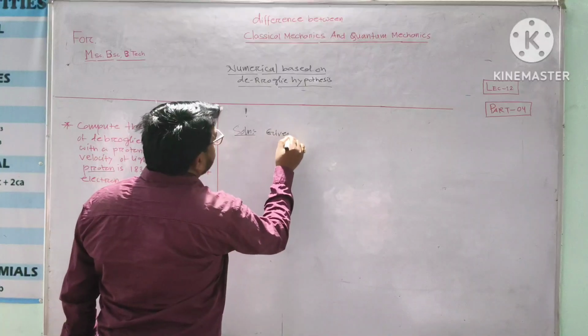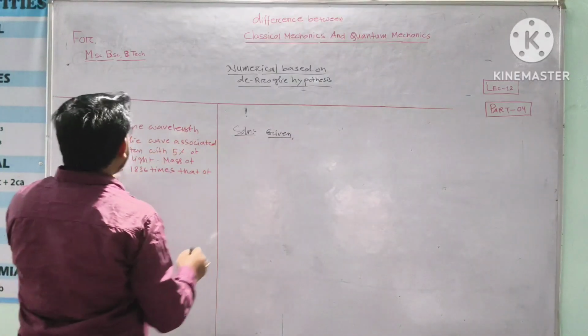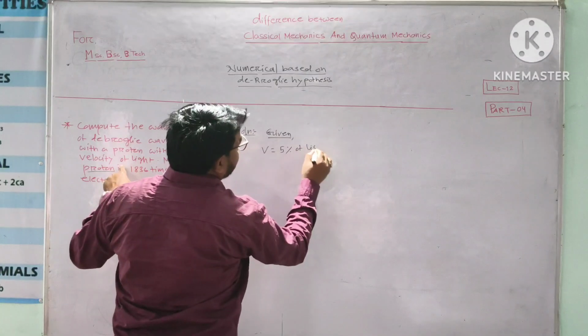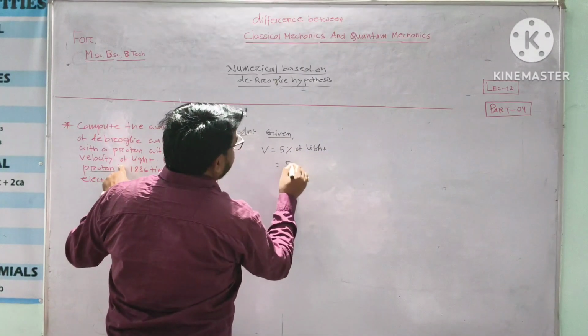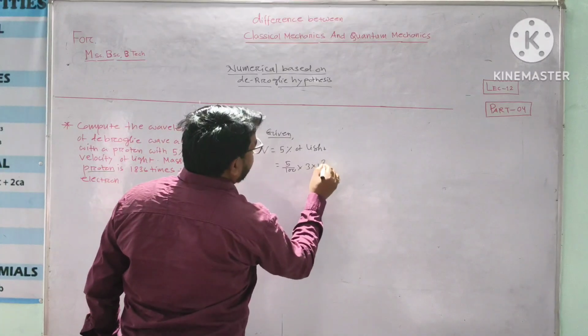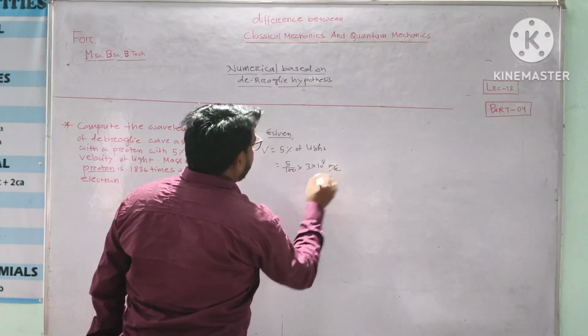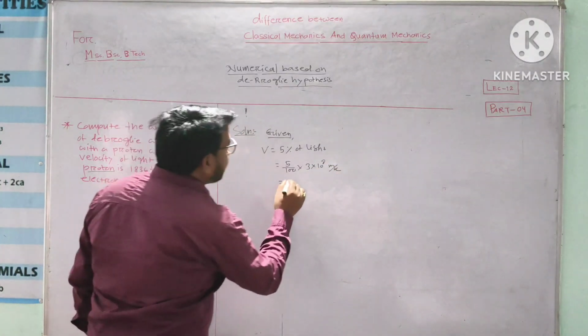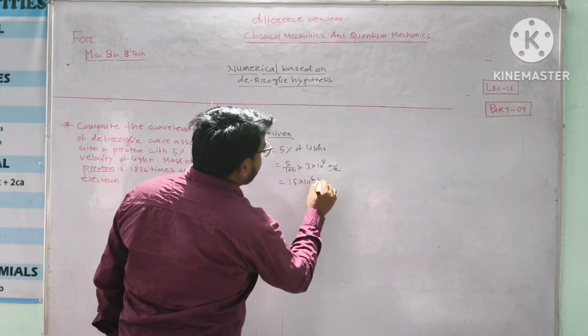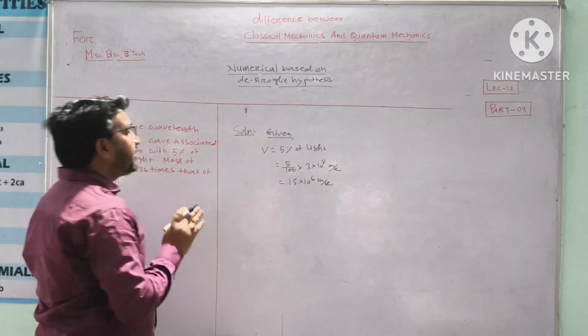Given: velocity is 5% of the speed of light. So we can write 5 by 100 into 3 into 10 to the power 8 meter per second. After solving this part, we can write 15 into 10 to the power 6 meter per second. So this is the speed of the particle.